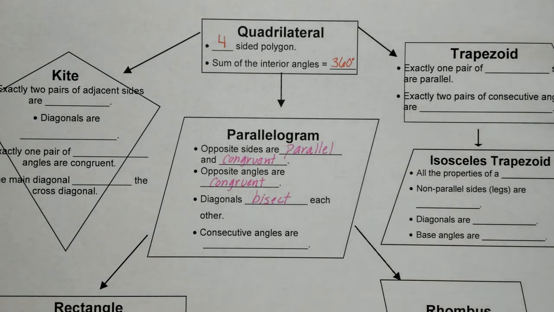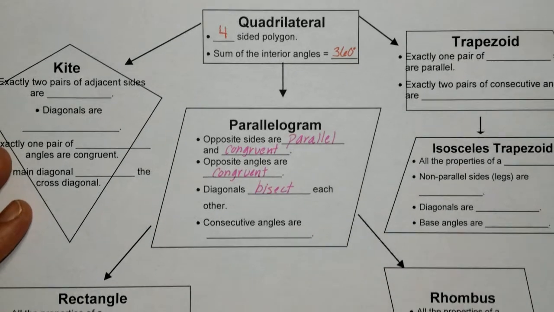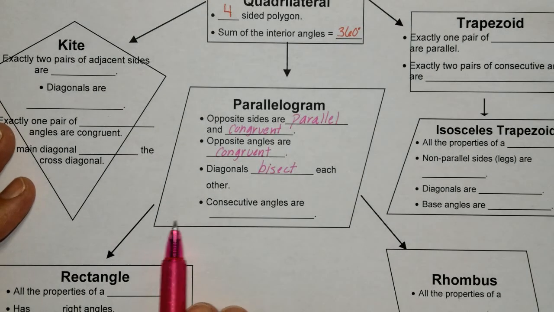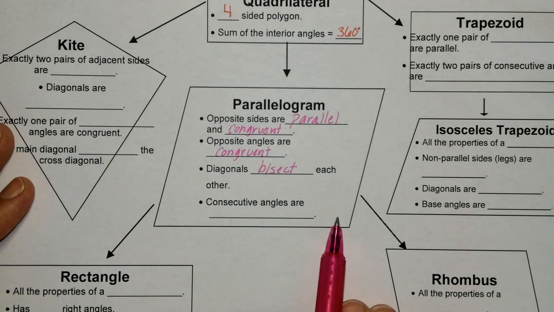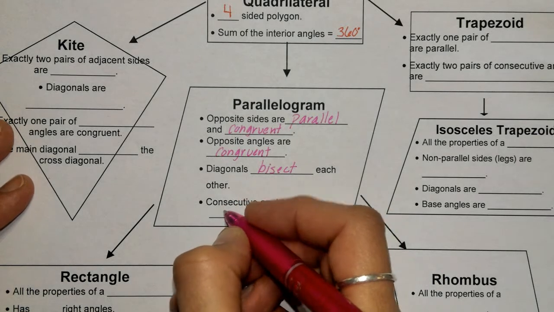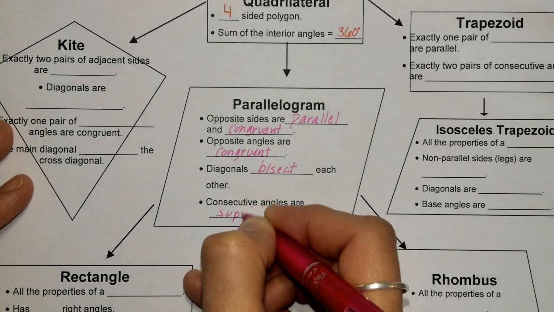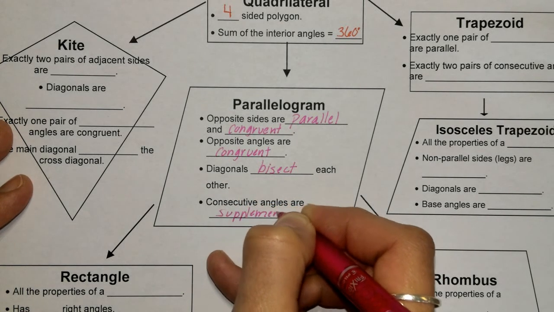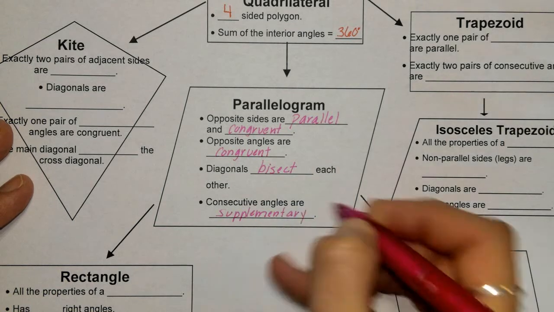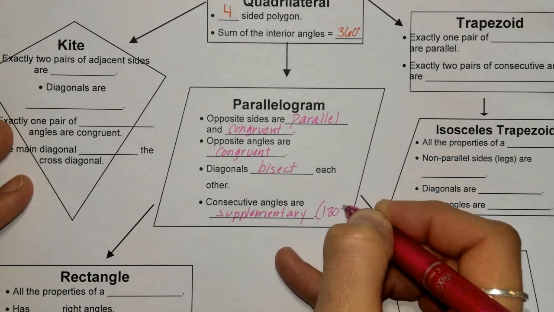And the last one here, consecutive, there's that word consecutive again, one after another. So if I take this bottom left angle and I go to the bottom right, that is one after another, consecutive angles. These are not going to be congruent, but they will be supplementary. We need to remember that is, they add up to 180 degrees.